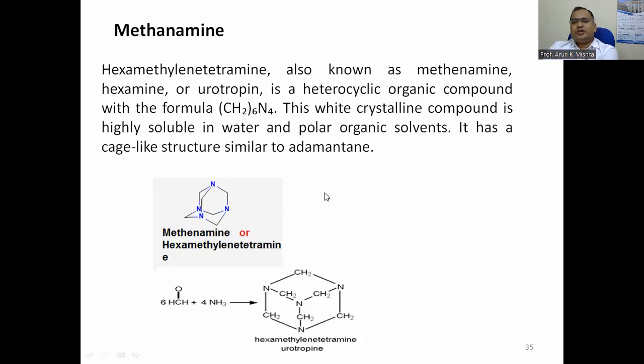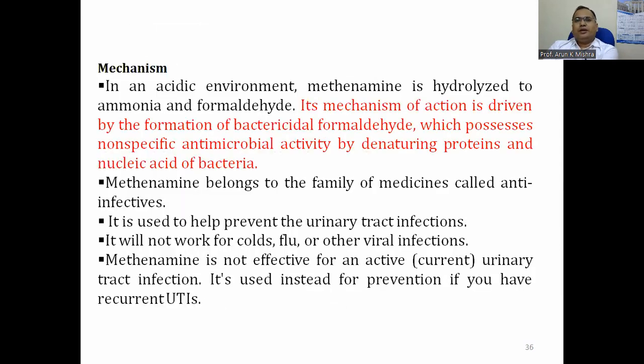Generally, this is basic in nature, and methenamine is also one of the important compounds generally used to prevent UTI in some patients. In acidic medium, generally methenamine gets hydrolyzed into ammonia and formaldehyde, because these were the important constituents for the synthesis of methenamine. So in the acidic environment, ये यूरोट्रोपिन अमोनिया और फॉर्मल्डिहाइड में टूट जाएगा, और ड्यू टू दिस फॉर्मल्डिहाइड बैक्टीरिसाइडल एक्शन इज बीइंग फॉर्म, because the non-specific antimicrobial activity is observed by denaturing the protein.